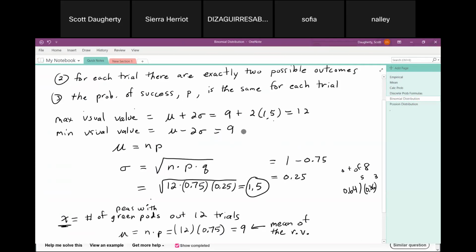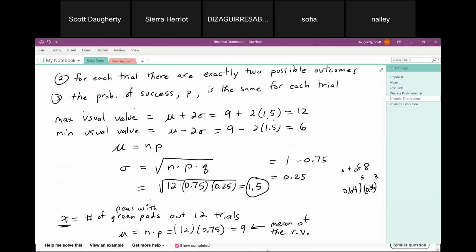Now, the minimum usual value would be 9 minus 2 standard deviations. So that would put us at 9 minus 3, which is 6. So anything less than 6 is considered unusually low. So if we got 5 out of 12 with green pods, then that would be considered unusually low. Now look, if this number had been 11, then 12 might have been considered unusually high. But actually, it's 12, so there's no way to get an unusually high number here. But you could get an unusually low number. Anything below 6 is unusually low, and that's what this range rule of thumb is kind of telling us.